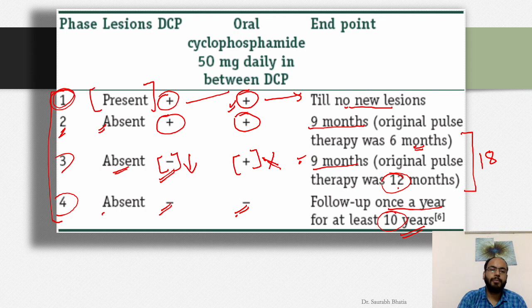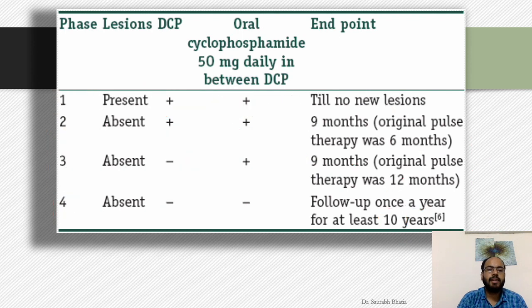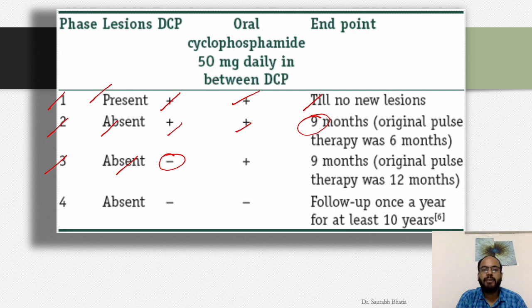So I hope that now we are clear about the different phases. Phase 1, lesions are present, both of them are given till no new lesions develop. Phase 2, the lesions are absent and both of them are given for 9 months. Phase 3, lesions are absent, DCP is stopped and oral is continued for 9 months. Phase 4, both of them are stopped and follow up once a year for the next 10 years at least.